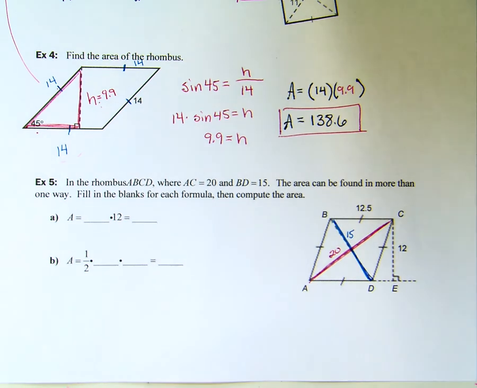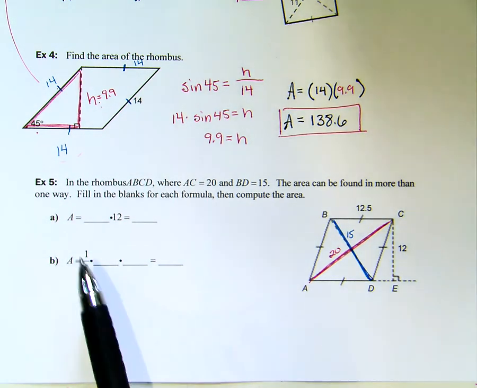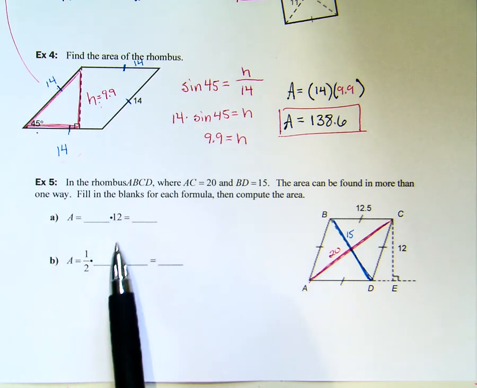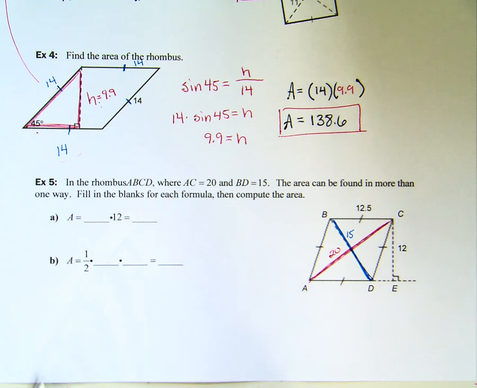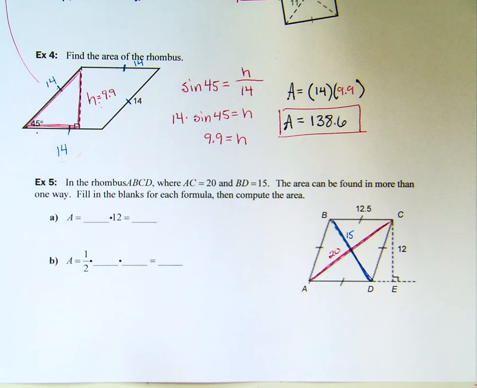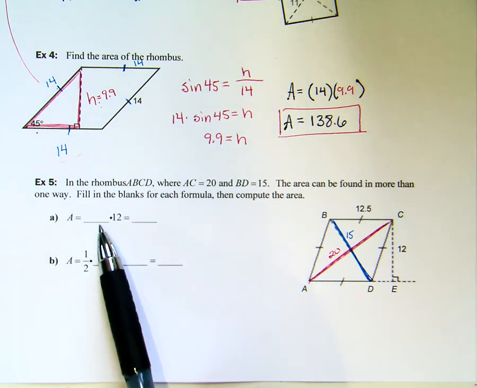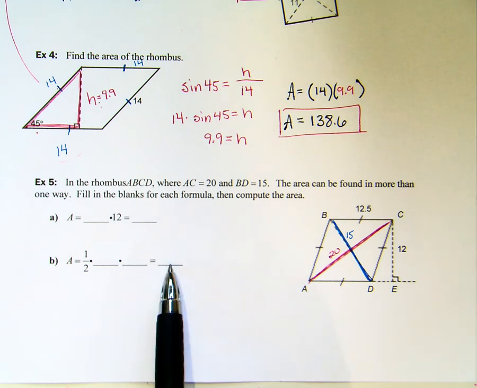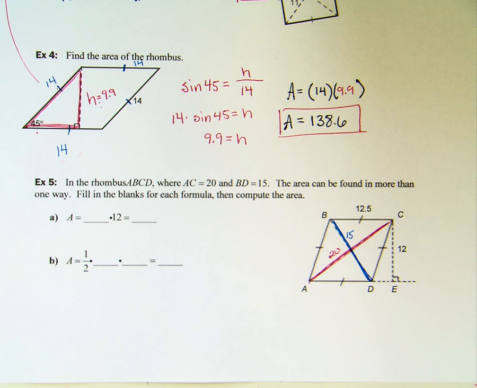It tells us we can find the area of this rhombus in more than one way. You want to fill in the blanks to figure out which ways to find the area, and then calculate those blanks by multiplying them together to find the area. So take a minute, see if you can figure this out. What values go in the blanks, and what should the area be? Think about the different ways that you can calculate the area for a rhombus. Pause the video, try it now.